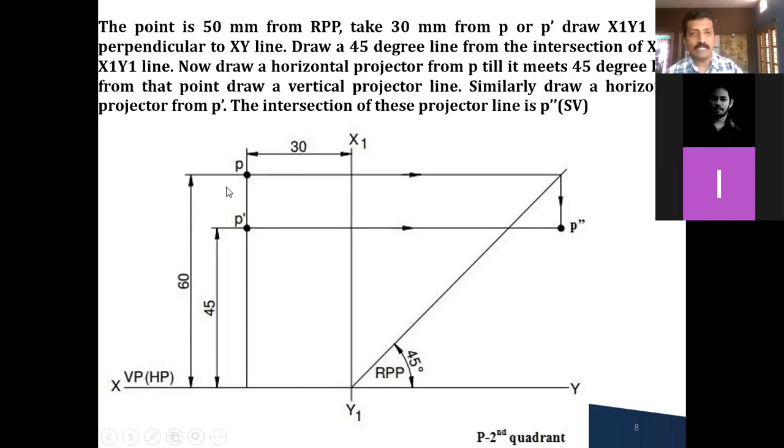Now let me consider the top view first. Draw a horizontal projector line till it meets the 45 degree line. Now you draw the vertical projector line. That's why the arrow mark is very, very important. Similarly, draw the horizontal projector line from the front view, P dash. Wherever this horizontal projector of the front view and the vertical projector of the top view meet or intersect, we call that one more point and call it P double dash, which is nothing but your side view. And this entire plane is called the RPP. And the point is situated in the second quadrant. So this is how you have to complete the projection.